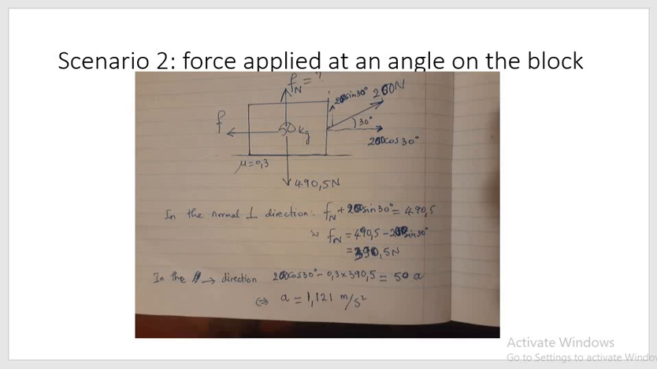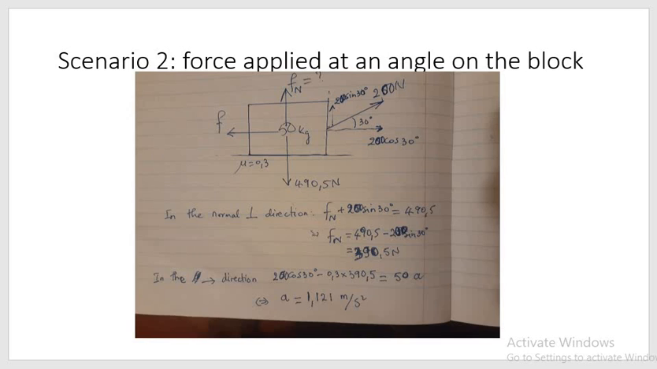Now, in the same way, in the horizontal direction, the net force equals mass times acceleration. The net force now is the 200 cos of 30 degrees minus mu Fn, which must be equal to mass times acceleration. Resolving it gives acceleration equals 1.121 meters per second squared, slightly greater than the case of the force pulling horizontally.